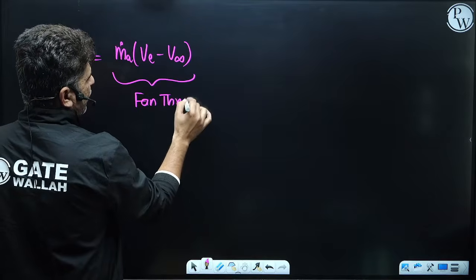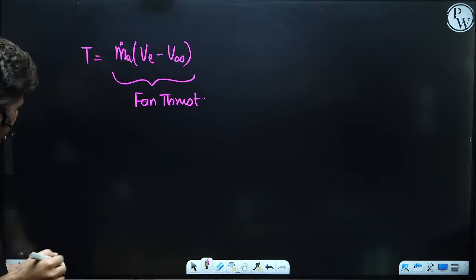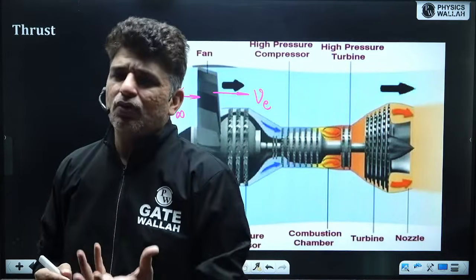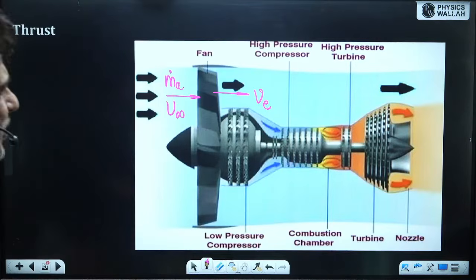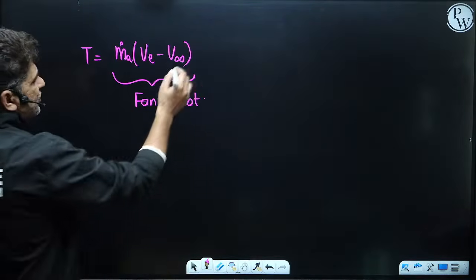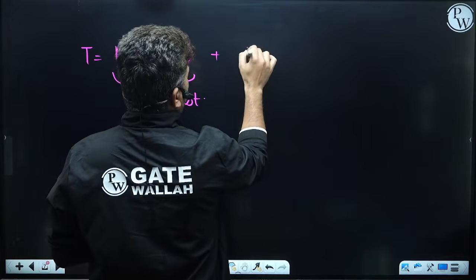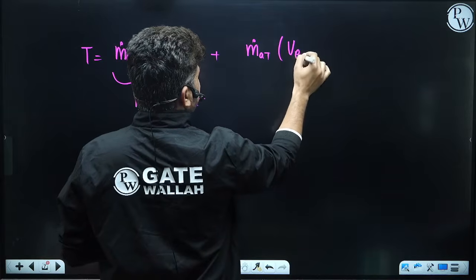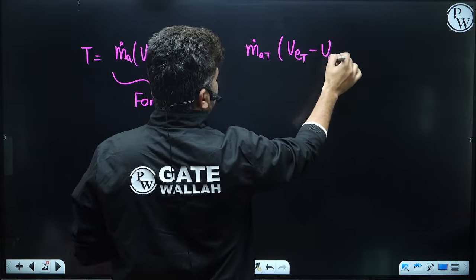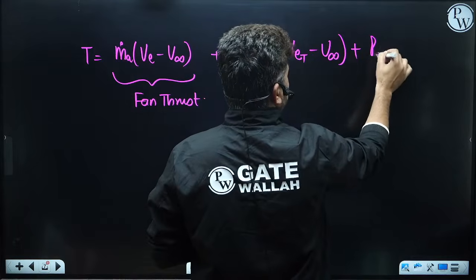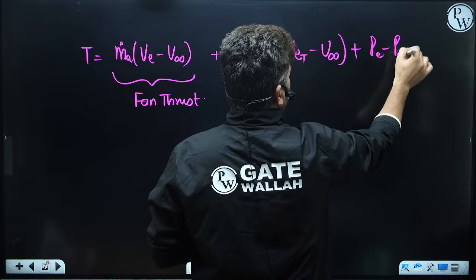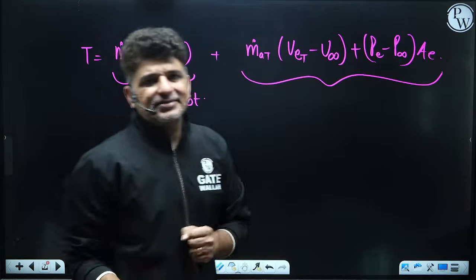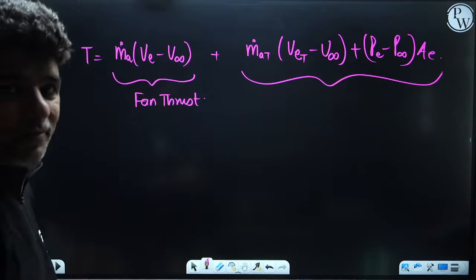Okay, now again I told you that if you want to write the equation for the thrust from the jet, which is very low, in the range of 10 to 15% of the thrust, you can also write plus the thrust from the mass flow rate of air through the turbine multiplied by v exit turbine minus v infinity, plus p exit minus P infinity into area exit. So this is the second thrust equation, which you will see coming from the turbine.